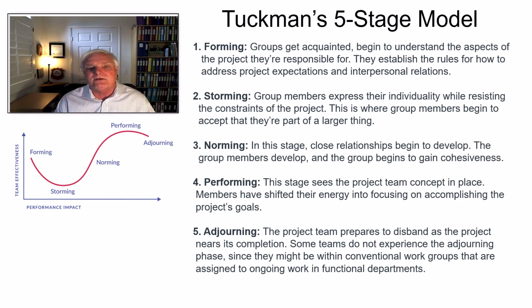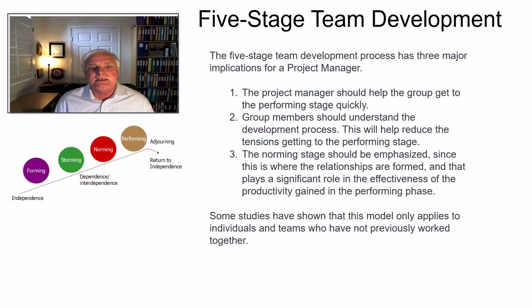And then once everything is done, the next phase is adjourning, and that would be where you actually release people back to other teams or other organizations. And then in addition to that, you've got that model, there's another model called the 5-stage team development, and you're going to see this is almost identical in its structure. Okay? So this 5-stage is where we try to tell you, as a project manager, you want to try to get people to that performing capability as quickly as possible.